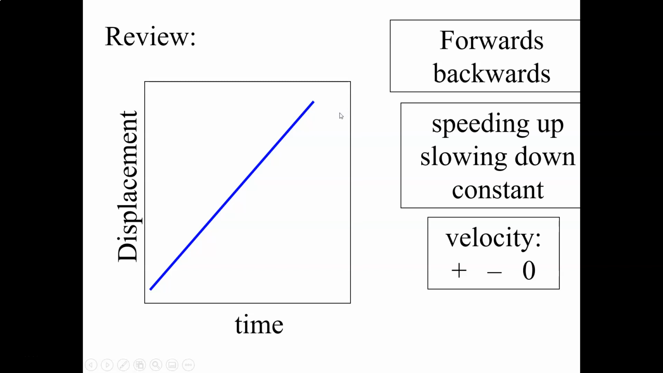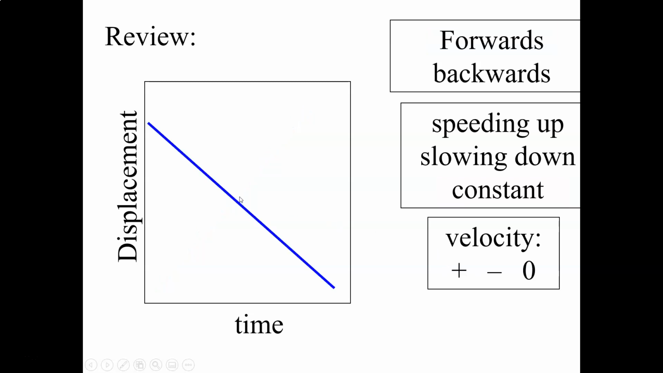Okay, so a little bit of review here. So what's this object doing? Moving forwards, backwards, speeding up, slowing down, or moving at a constant speed? Well, it's moving forward because the line is pointed up. Okay, it's got a positive velocity, it's got a positive slope. Okay, it's moving forward. Since it's straight, that tells us that it's moving at a constant velocity. And since it's moving forward, the velocity is positive. So it's moving forward, it's positive.